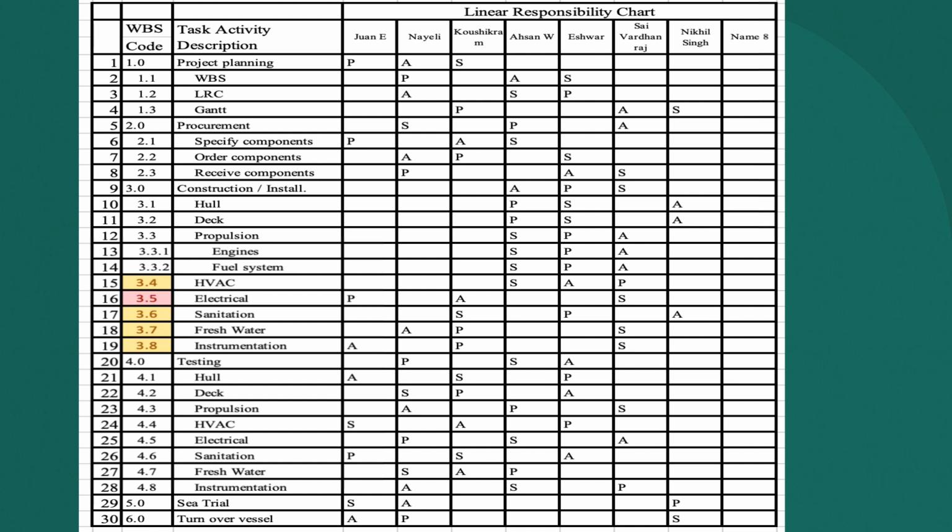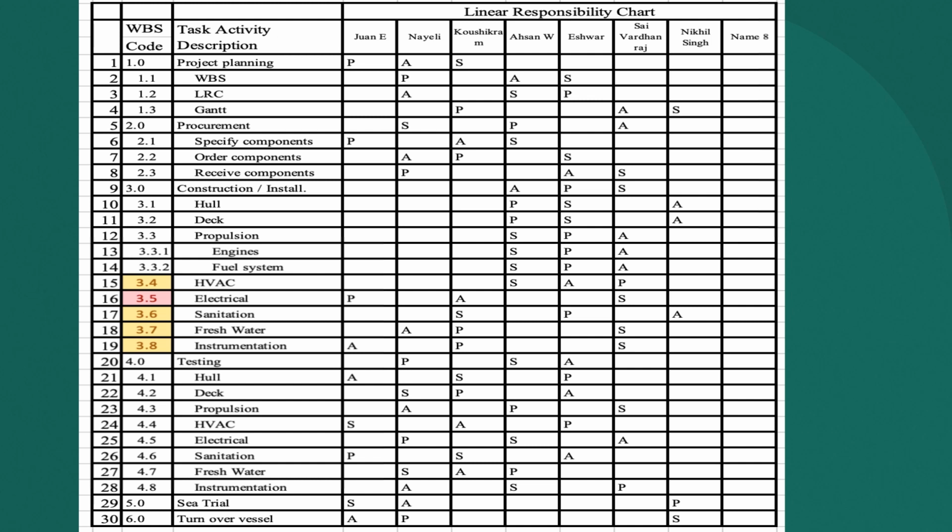For project planning, the primary responsibility is Juan Alvarez, the secondary responsibility is Kaushik Ram, while Naili is the one who approved that task. For WBS, Naili has primary responsibility, Ishwar is secondary, and Ahsan gave approval. For LRC, primary responsibility is Ishwar, secondary is Ahsan, and approval is done by Naili. For the Gantt chart, primary responsibility is Kaushik Ram, secondary responsibility is Thakur, and approval is done by Sai Vardhan Raj.